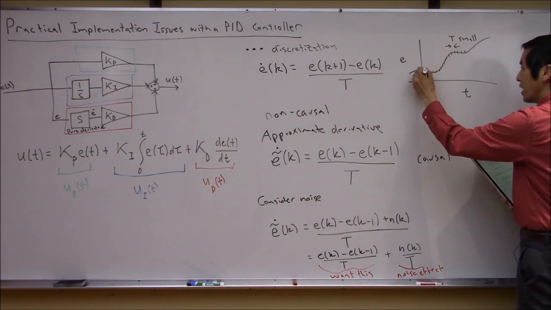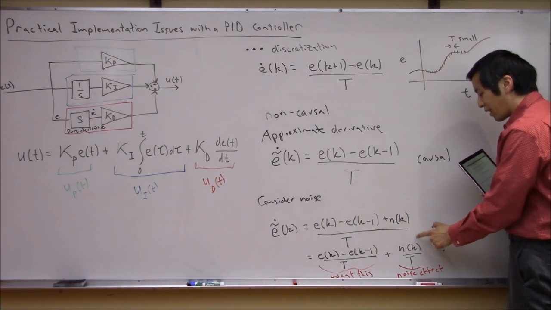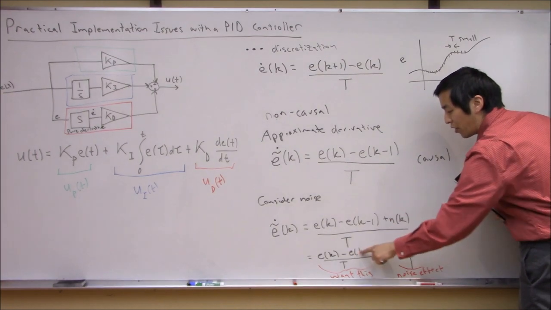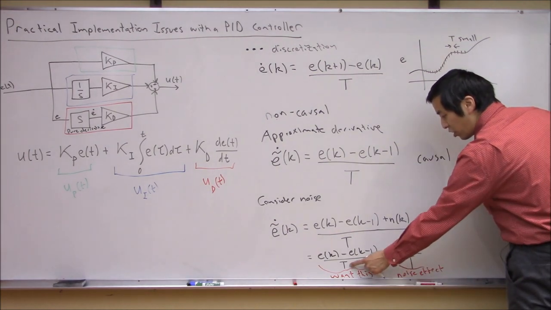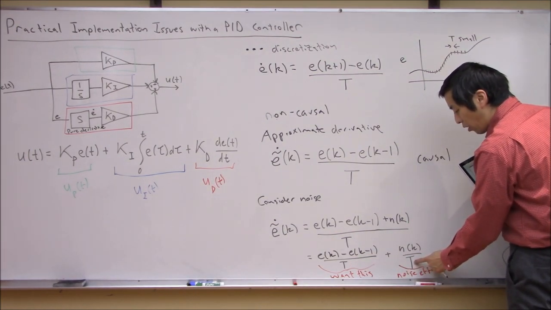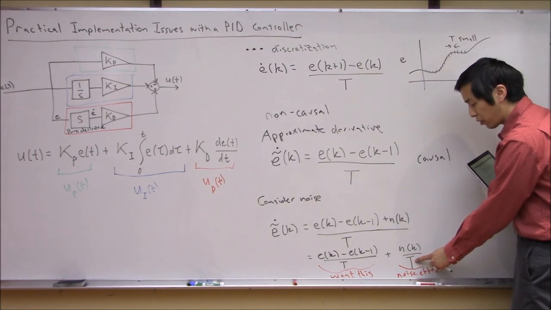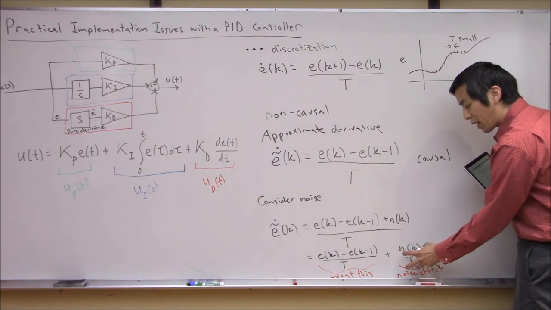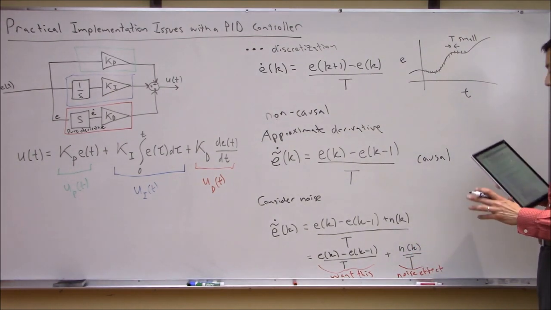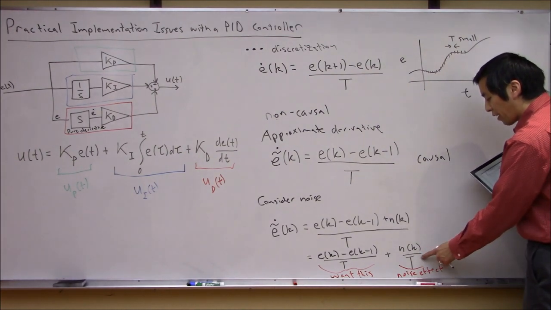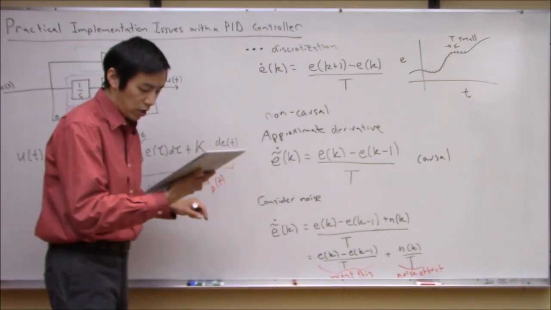So this signal E is not changing very much between these samples. However, your noise now has a very good possibility to be on this order of change. And also, you can see the T is in the denominator. So as T gets small, you almost amplify this amount of noise. For a given noise, as the T gets smaller and smaller, this term here gets bigger and bigger and bigger. So we've got an issue here, in the sense that noise has a very high likelihood to corrupt your calculation of the E dot signal.